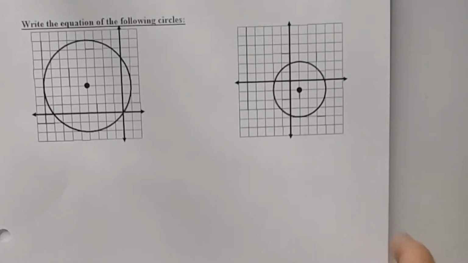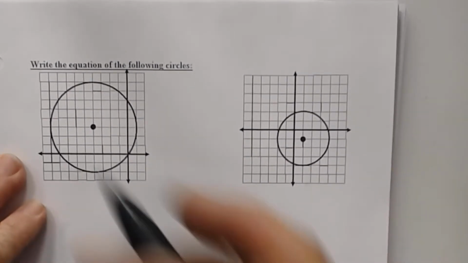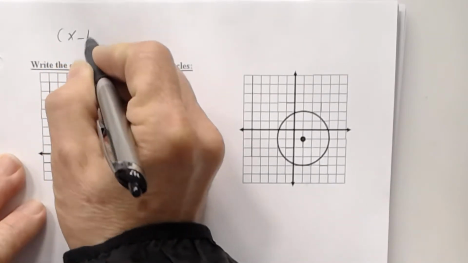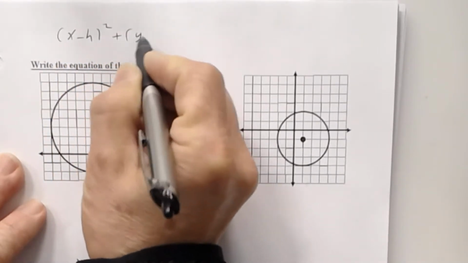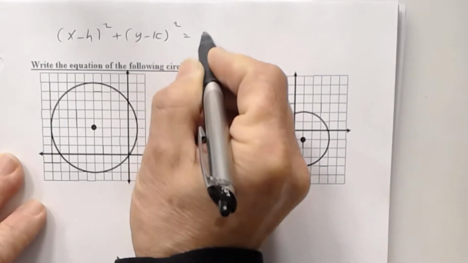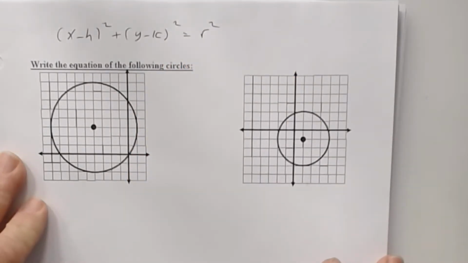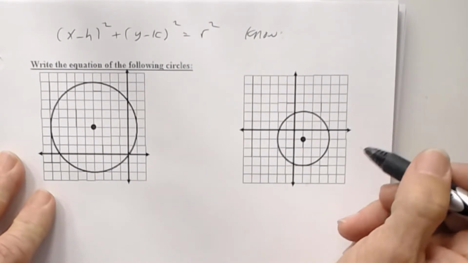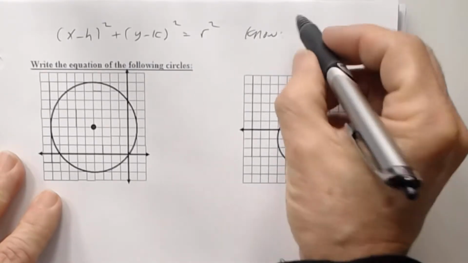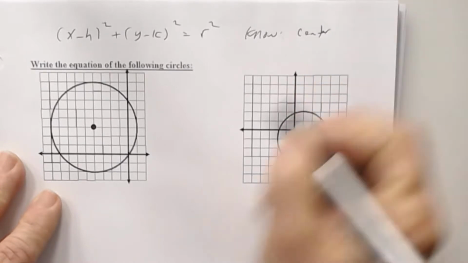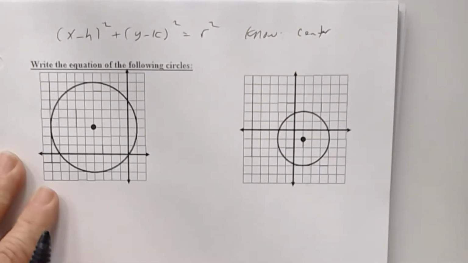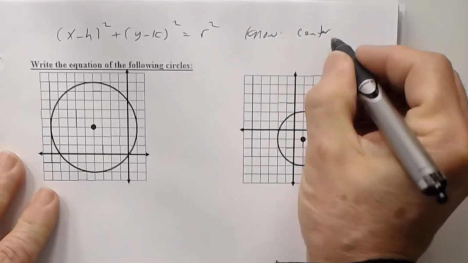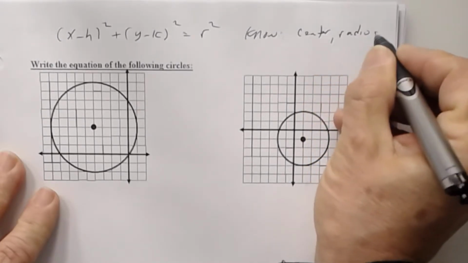And so remember, the formula for the equation of a circle is (x - h)² + (y - k)² = r². That's your formula. And in order to use this equation, what must you know? You've got to know the center of the circle. What else must you know in order to use this formula? The radius. The length of the radius.